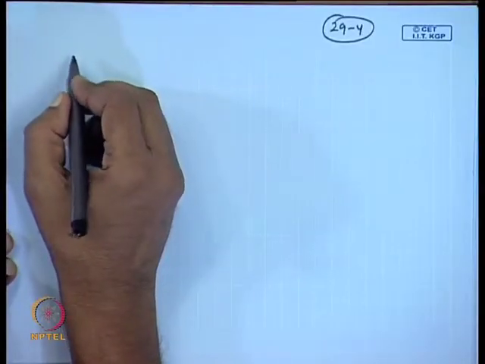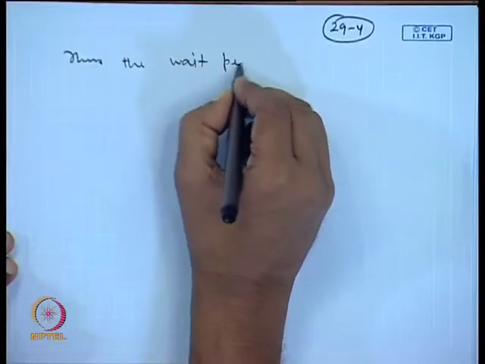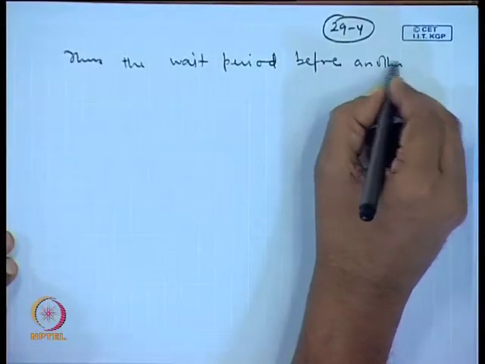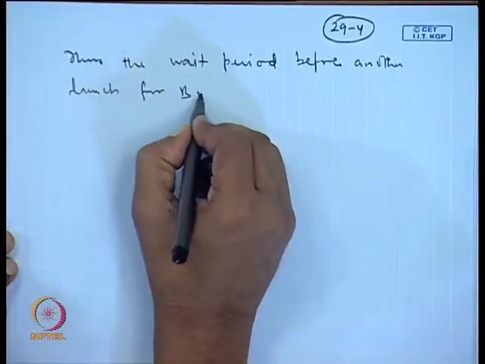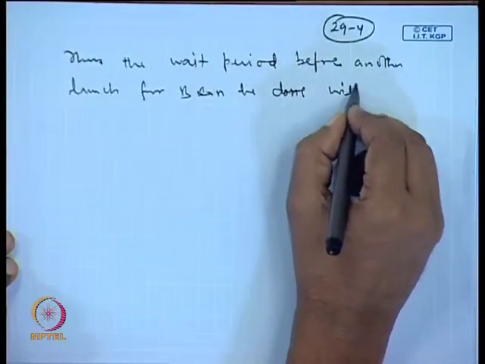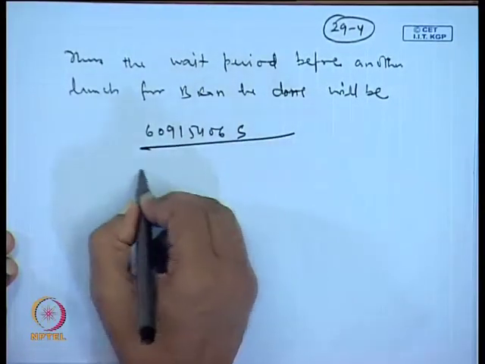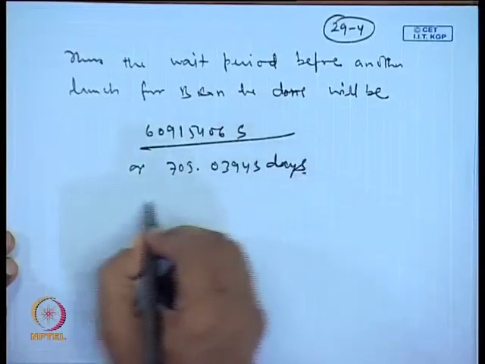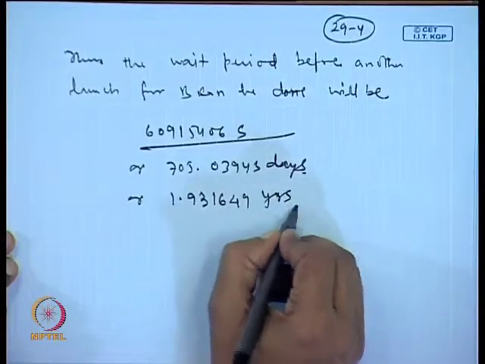So, summarizing the results, the wait period before another launch from B can be done will be 6091540 seconds or 705.03943 days or 1.9349 years.